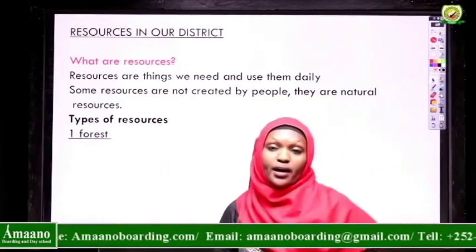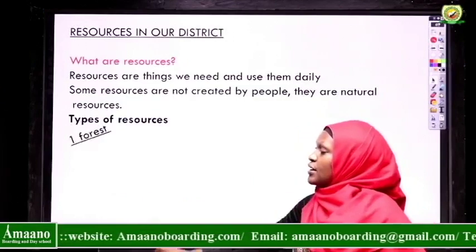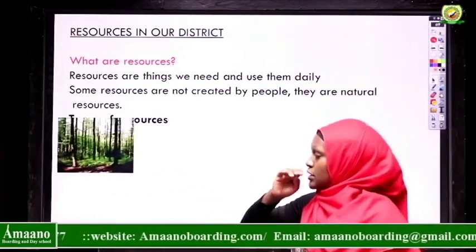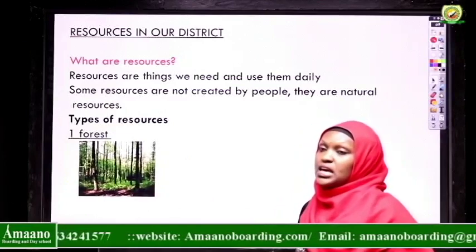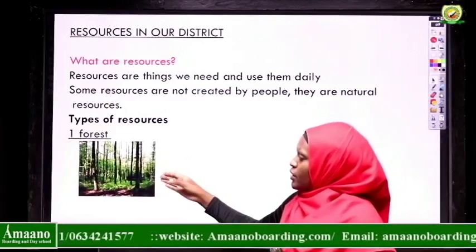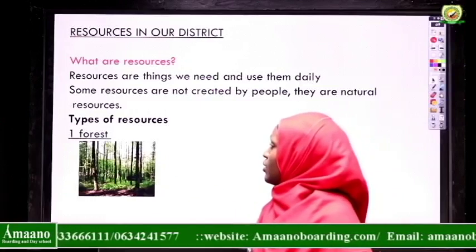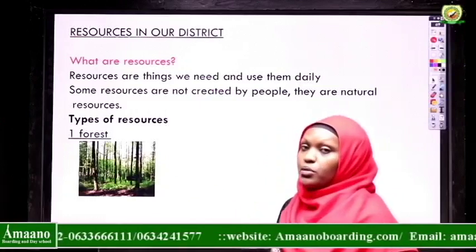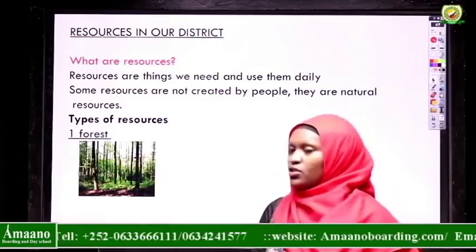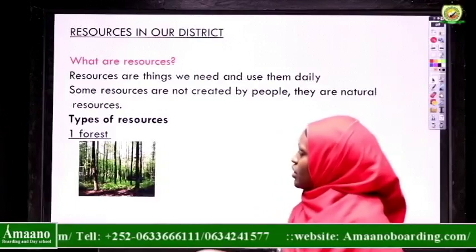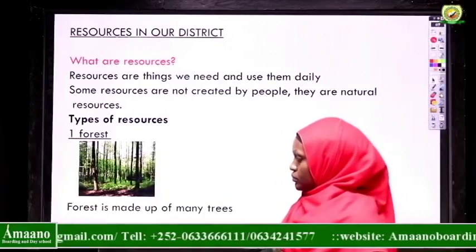Number one, we have forest. These are resources in our district, and we know very well forest is made up of many trees. So forests are resources in our district. These are the things we need every day. Why? Because the forest will give us the wood to make furniture. The forest is also the home for wild animals. So they are important resources in our district.